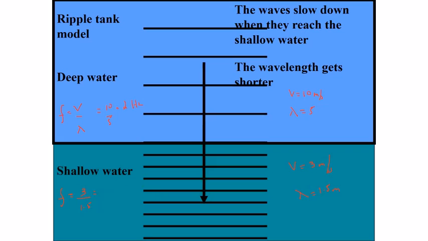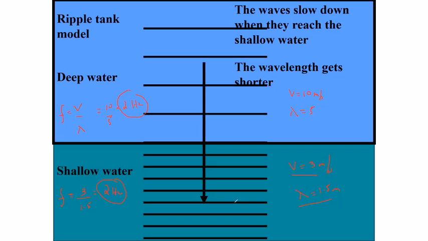So as the wave travels from the deep region to the shallow region, we observe the speed decreases and the wavelength also decreases, but the ratio between speed and wavelength will remain the same. So 3 divided by 1.5 also gives 2 hertz. So the frequency of a wave does not change as it moves from the deep region to the shallow region. The only things which change are the speed and wavelength.